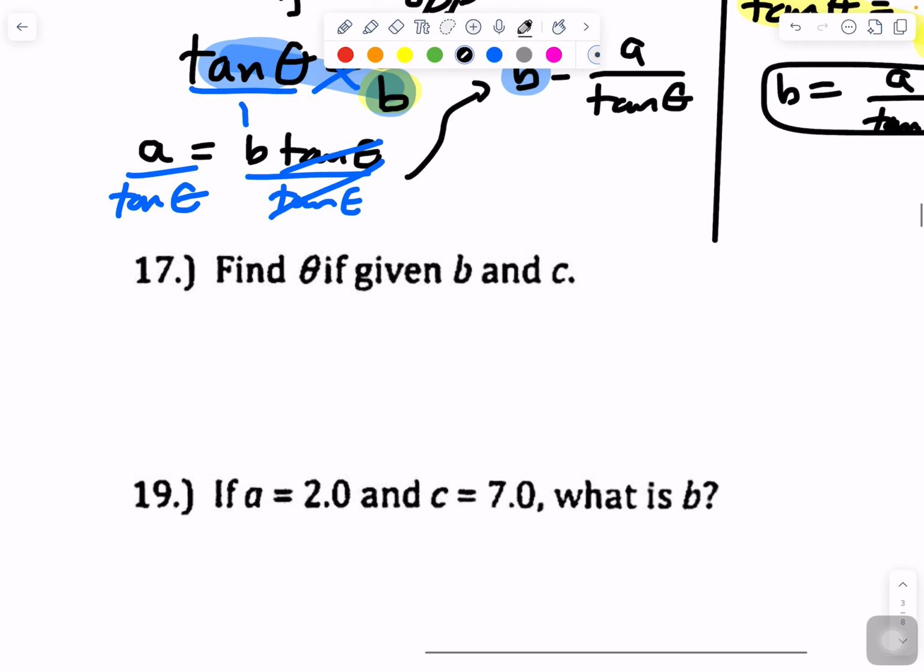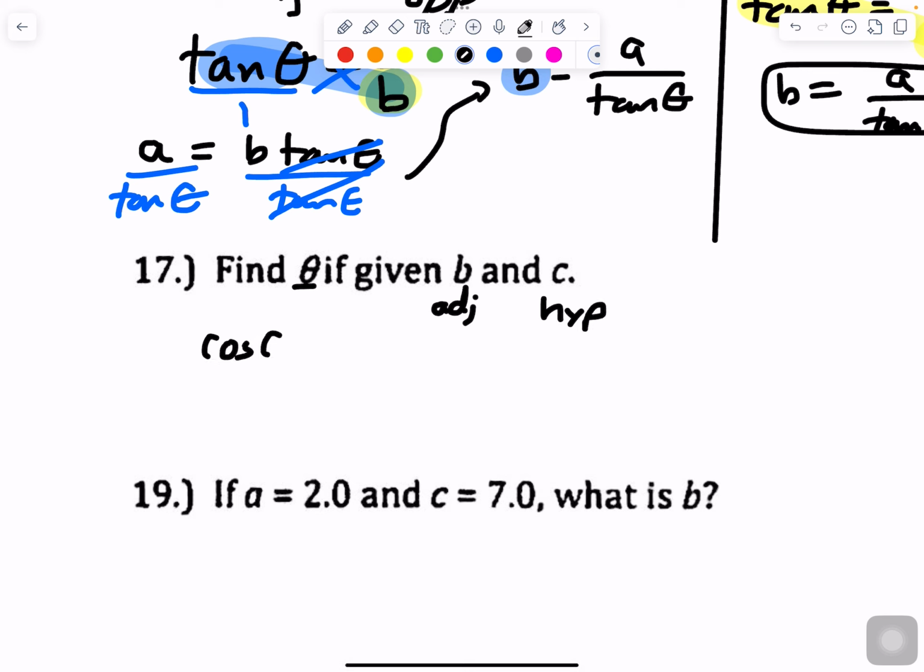Number 17, find theta if given B and C. Well, B is the adjacent side. C is the hypotenuse. I'm going to start with cosine of theta equals B adjacent over C hypotenuse. The problem is, how do we solve for the angle?